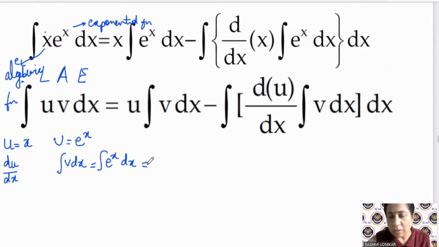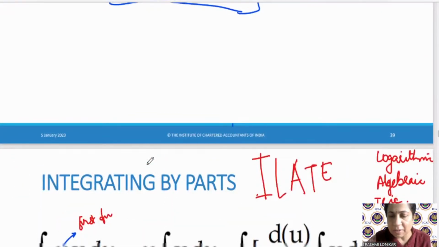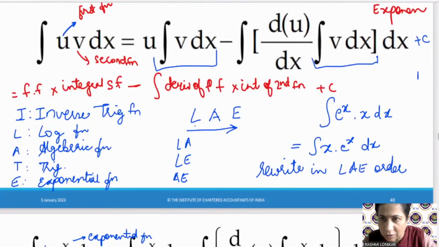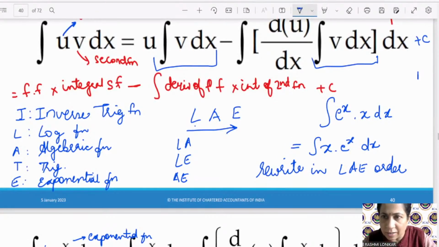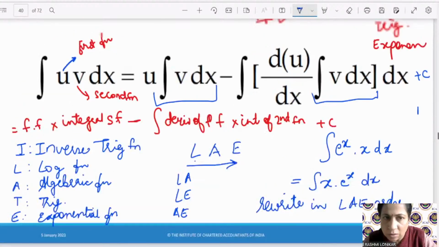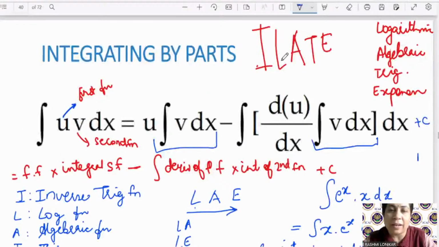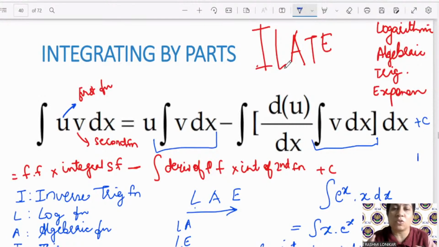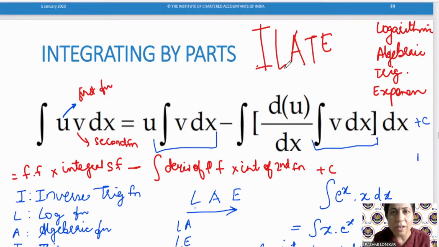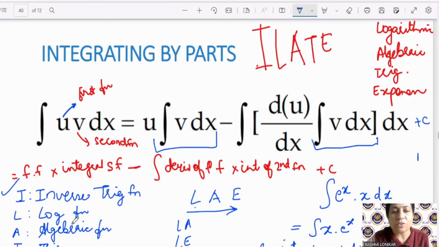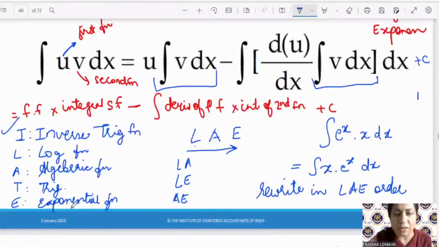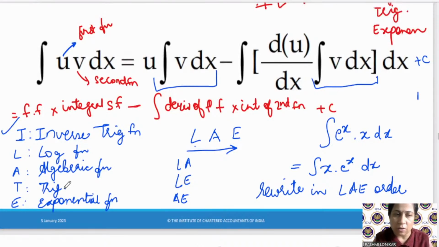Whenever I am integrating multiplication of two functions, the rule says that I should choose using ILATE. The order should be chosen this way: I stands for inverse trigonometric function, as written over here. L stands for logarithmic function, A for algebraic, T for trigonometric, and E for exponential function. So this should be the order. That is, your u should be from here, and then the v should follow afterwards.